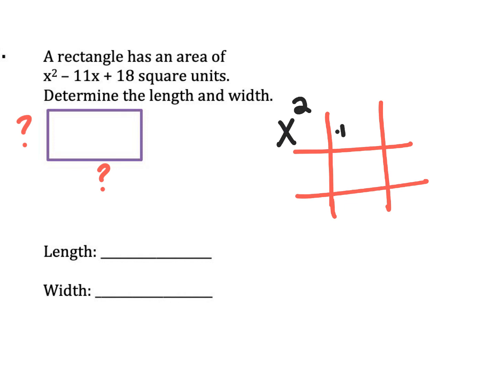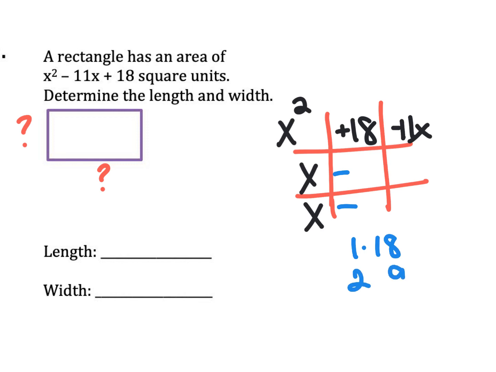So set up your board. X times x gives me x squared. Because I have positive 18, that means the signs are the same, either negative times a negative or positive times a positive. Since this is a negative, I know the only thing that will work is a negative times a negative. Factors of 18, 1 and 18, 2 and 9, 3 and 6. Starting with 3 and 6 because they're closest together.